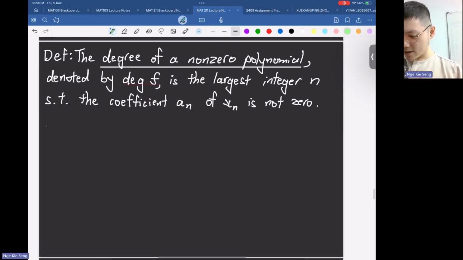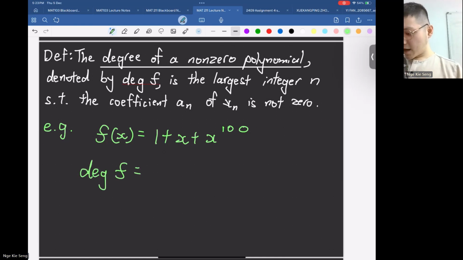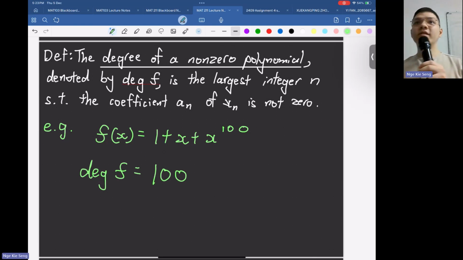Let's give one example. Otherwise I'll test you, okay? So let's take f(x) equal to, let's say, 1 plus x^100. So the question is, what's the degree of f? 100, good. So this is the largest integer n such that the coefficient of x^n is not 0. The largest one is 100. Although you can see x^1, you have x^100 there. Okay, everyone follow?